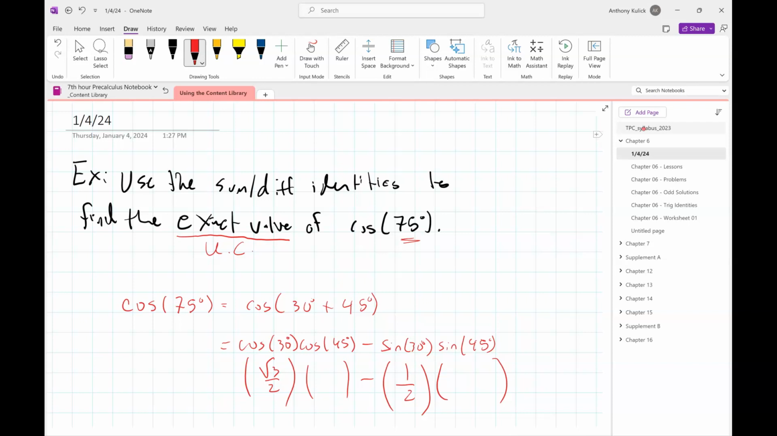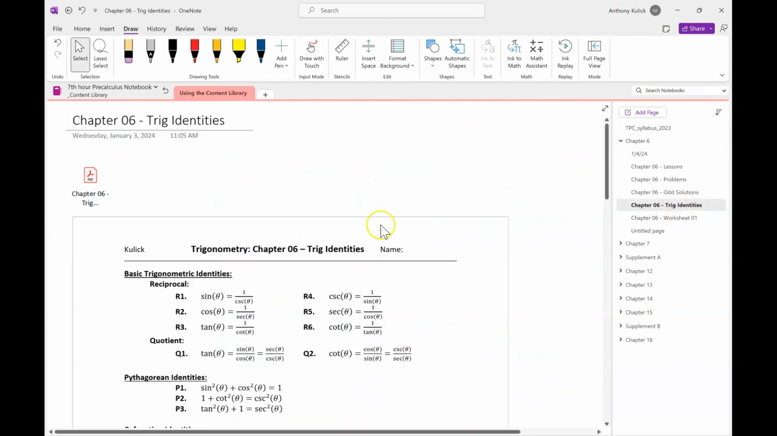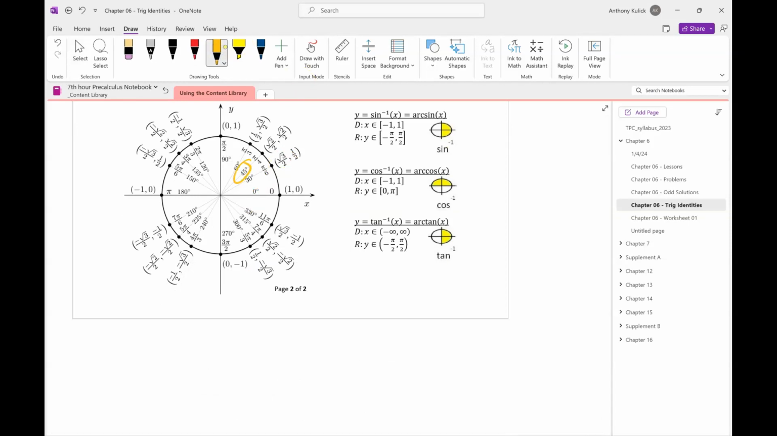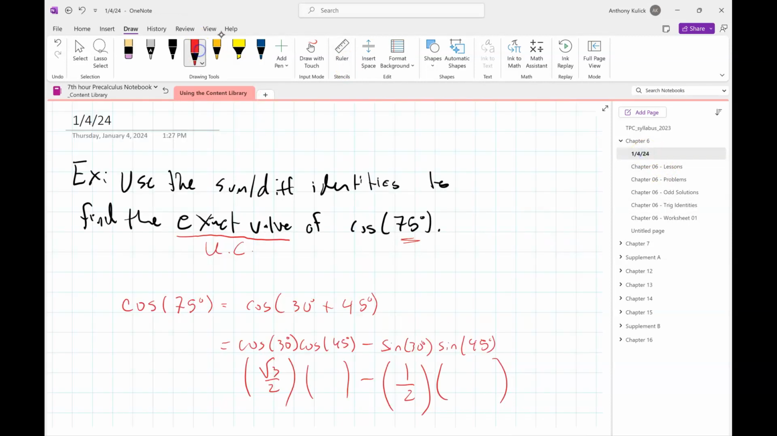And then to do cosine of 45 and sine of 45, I'm going to do the same thing. I'm going to go back and look at my unit circle. I'm going to find 45 degrees. Cosine of 45 is root 2 over 2. Sine of 45 is root 2 over 2. So I'm just going to copy those now onto my problem.